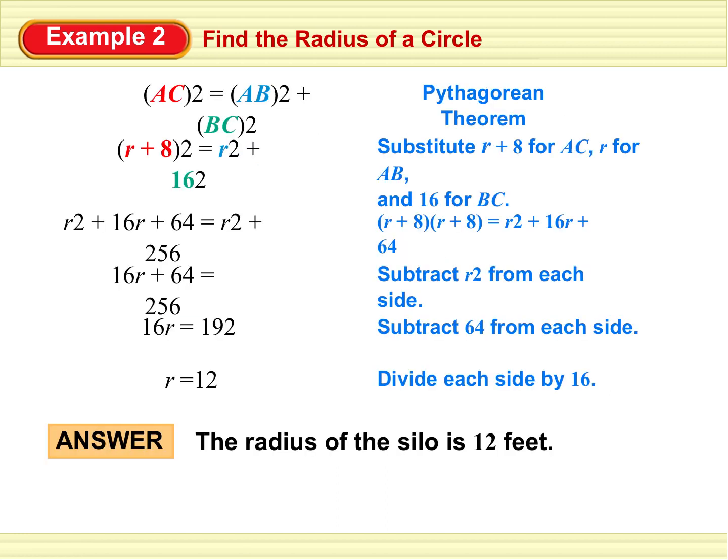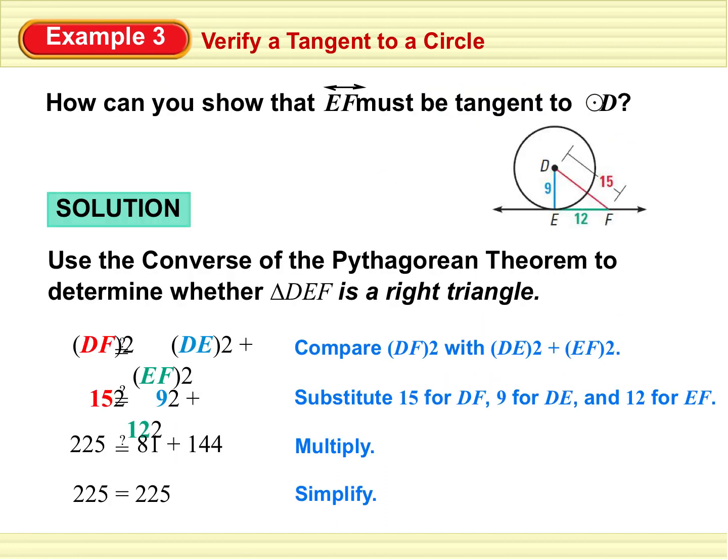I'm not going to go through that one. Skip to this problem here. We've been using the Pythagorean theorem for a long time now, so it should be no issue for you. Here it says, how can we show that EF must be tangent to circle D? Okay, EF, does it look tangent?